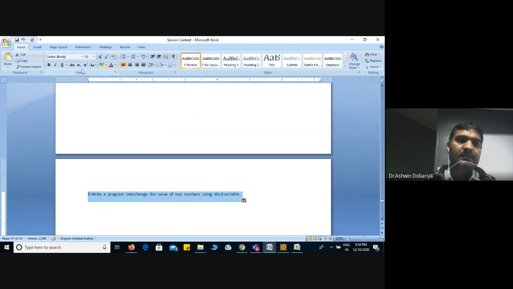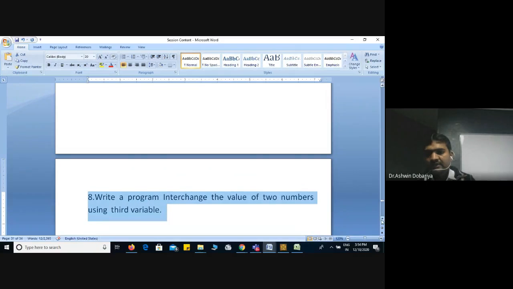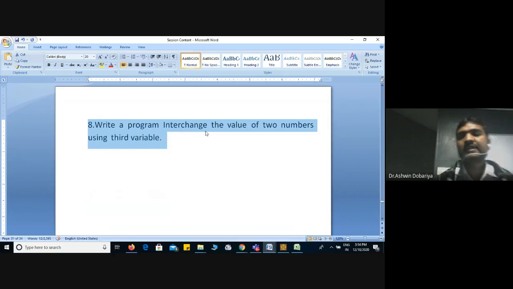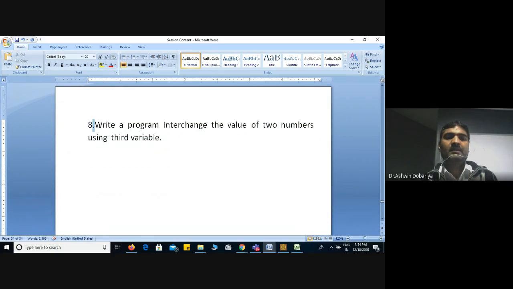Okay. 8 number program. Now I want the analysis from you first. How do you understand this definition? Write a C program to interchange the values of 2 numbers using a third variable. Here, interchange, or another word is swapping.